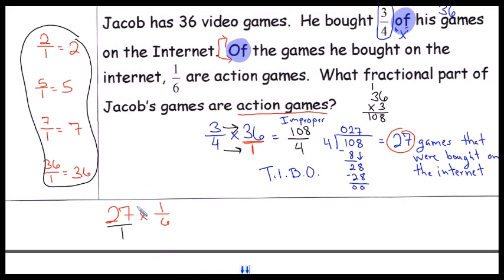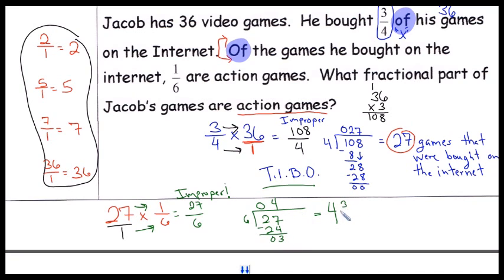So now what I have to do is multiply the numerators, and that gives me 27, and multiply the denominators, and that gives me 6. Again, this is an improper fraction, so I cannot leave it this way. So what I have to do is top in, bottom out. I have to divide. Top number is 27, bottom number is 6. 6 cannot go into 2, but 6 does go into 27 4 times. I know 6 times 4 is 24, so my remainder is 3. Okay, now that I have this answer, my answer is going to be 4. My quotient is my whole number, and 3 is my numerator, and 6 is my denominator.